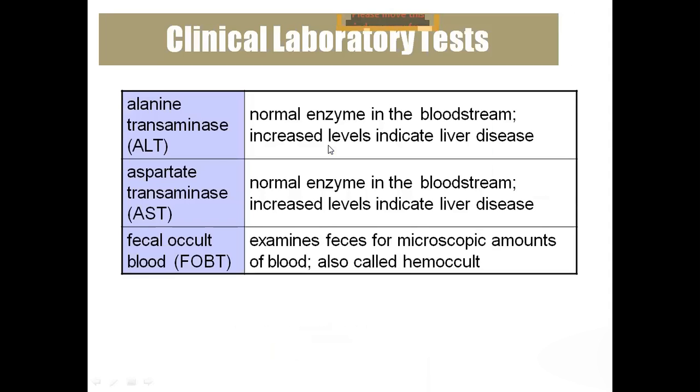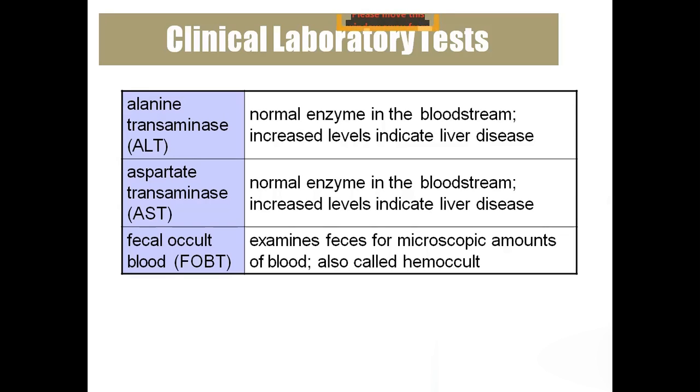Coming to the clinical laboratory tests, we have two enzymes, alanine transaminase and aspartate transaminase. If there is any suspicion of liver failure or liver disease and we take a blood test, and in that person's blood these enzymes, alanine transaminase and aspartate transaminase, are increased, that means the person has some type of liver disease.